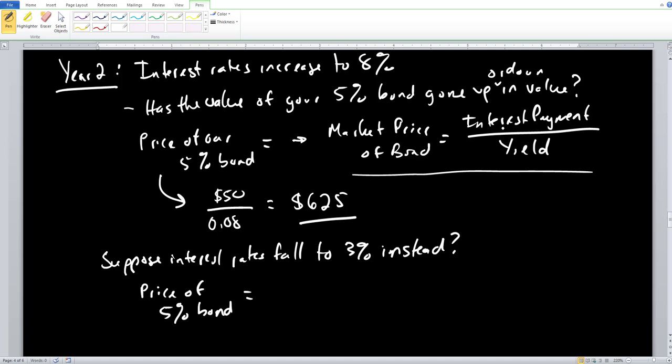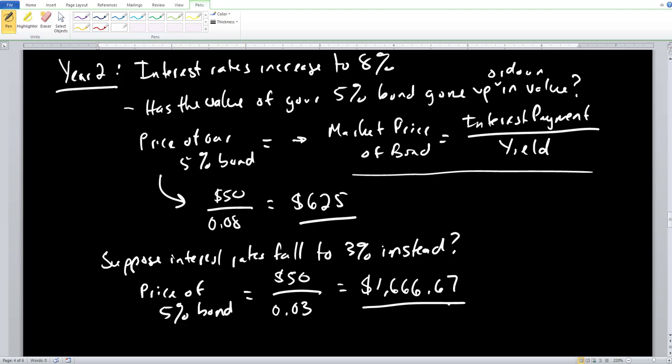Once again, use this equation right here: interest payment or the coupon payment divided by the yield. The coupon payment on our 5% bond is still $50. All new bonds issued during this year are giving you 3%, so that's going to go on the bottom right here, 0.03. Remember to change the percent into decimal form. When you do that, you're going to notice that if anyone wanted to take that 5% bond off of your hand, they are going to want to pay you $1,666.67. So that's actually the fair market value of your bond.